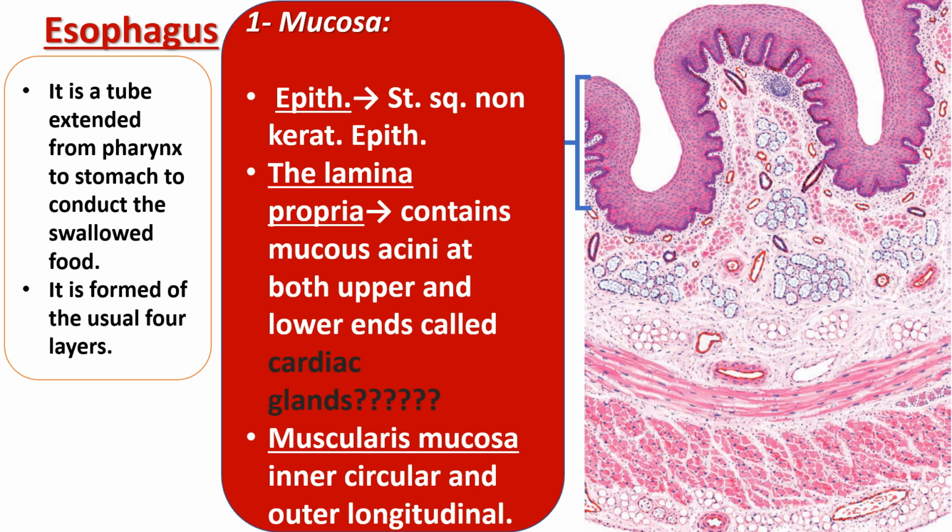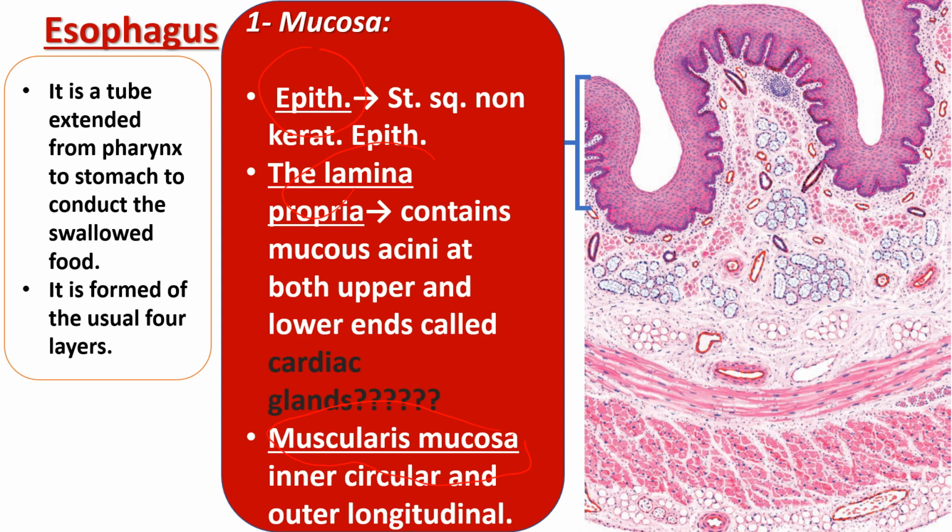any part of the gastrointestinal tube will be formed of layers. The first one will be mucosa, and you know that mucosa is formed of three parts. The first one is epithelium. Excellent, very good. The second is lamina propria, and finally is muscularis mucosa. What is important to know about epithelium? What is the function of epithelium? Is it digestion, secretion, or absorption? The function here is to protect. So what is the type of epithelium responsible for protection? It is a stratified squamous non-keratinized epithelium.